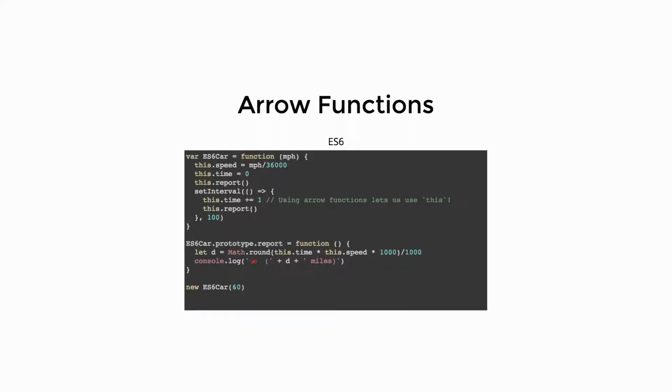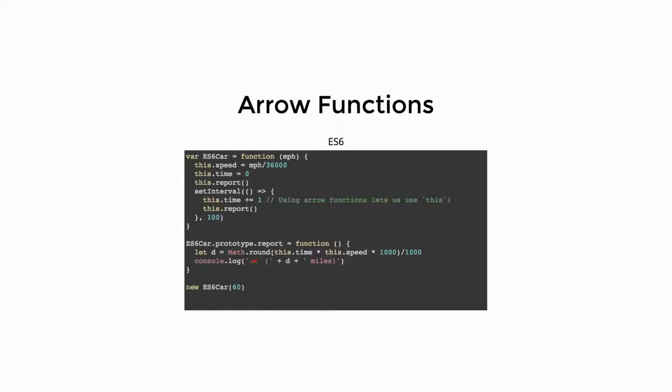ECMAScript 6 with arrow functions, that's no longer required. If you use an arrow function, this maintains its binding to its parent object. That's dramatic, mind-blowing. It seems like a small thing. I promise it's huge. It's huge.